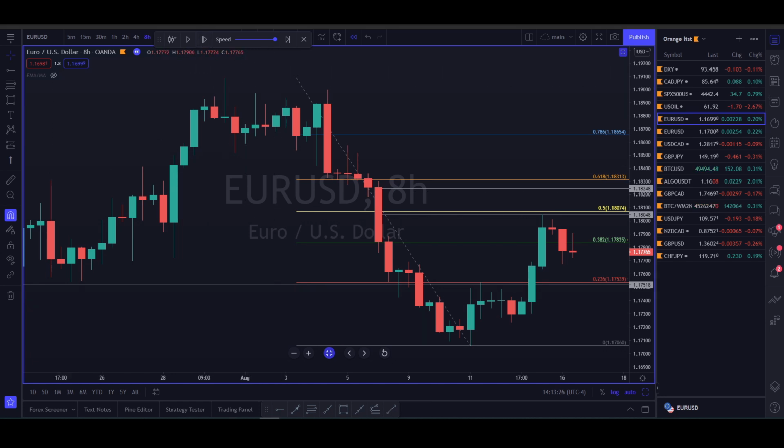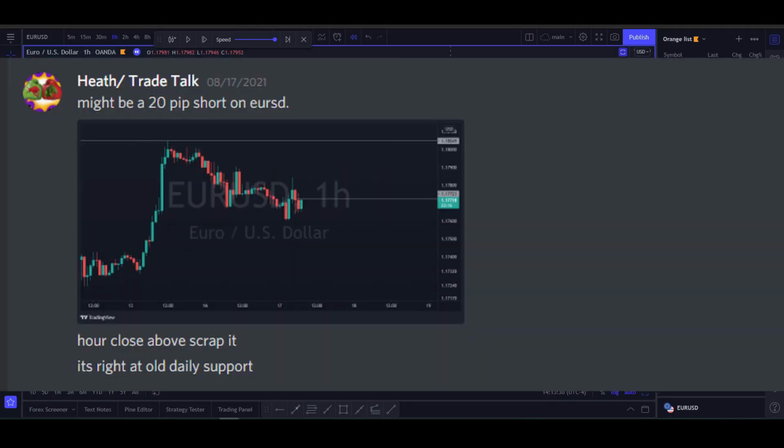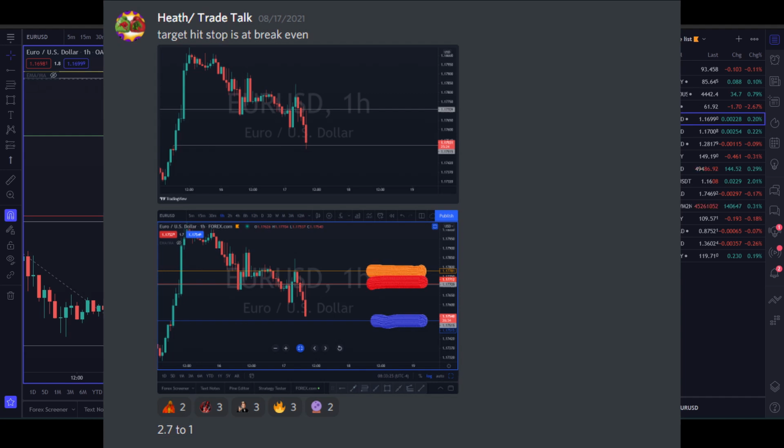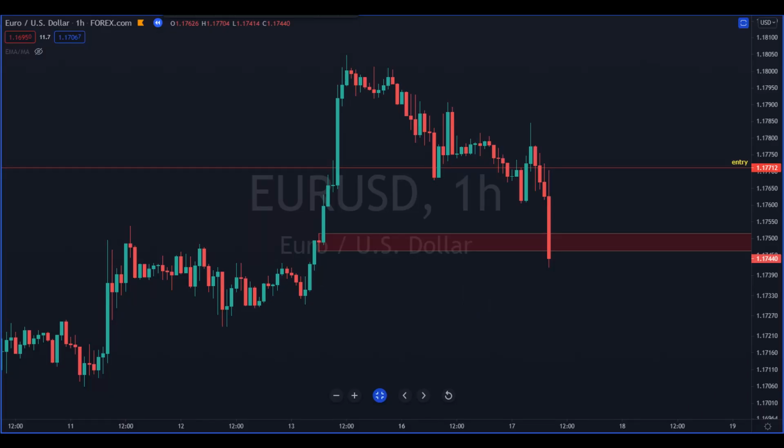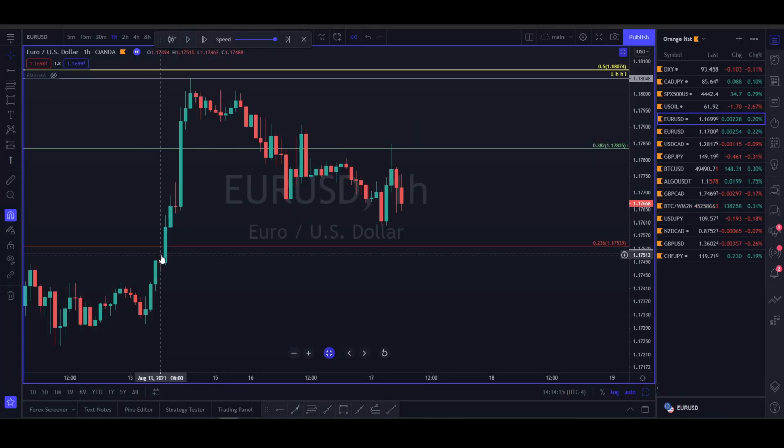Once I did get the rejection, I am now looking for entries that fit my rules-based strategy. I did also call this trade out inside of the Trade Talk Discord, so all of this played out in real time, as do all of my trades. I was aiming at a possible hourly demand zone below that day's low, as that was a nice target, thus giving me a better risk to reward.